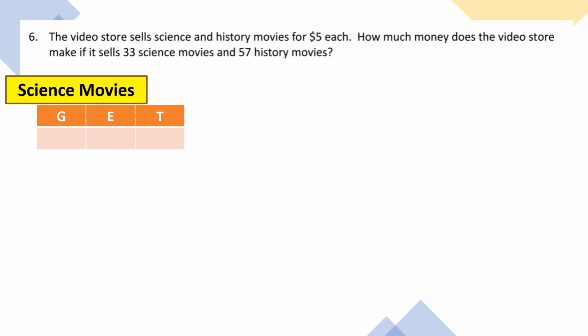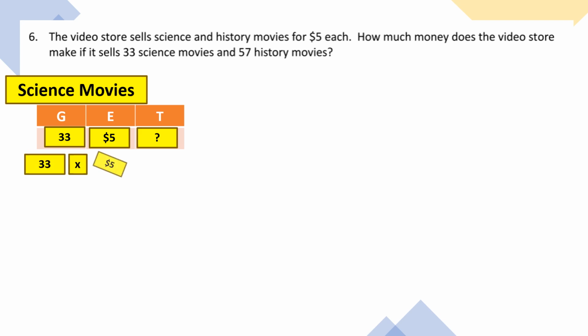Okay, so we have 33 science movies and they sell them for $5 each. So we need to figure out the total amount of money that they make on science movies first. So when we write that as an equation, it's 33 times $5 equals an unknown number.